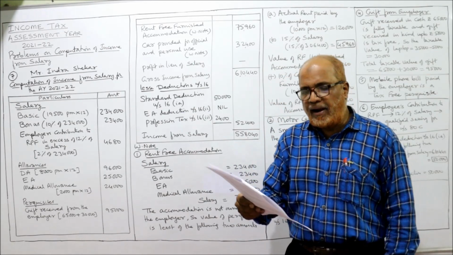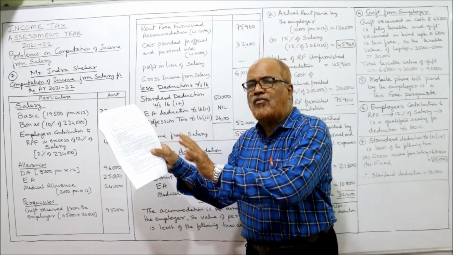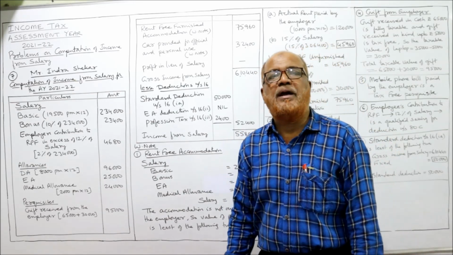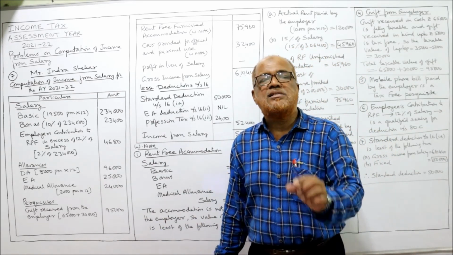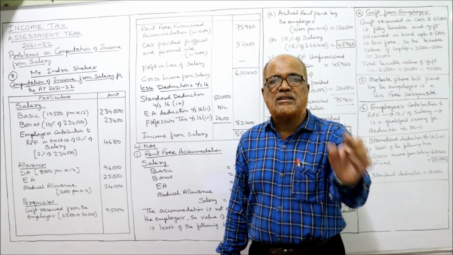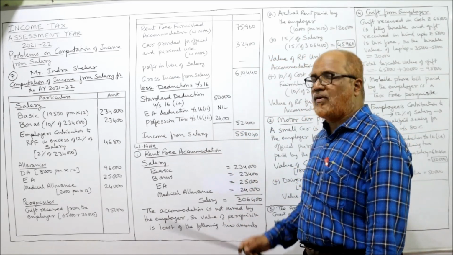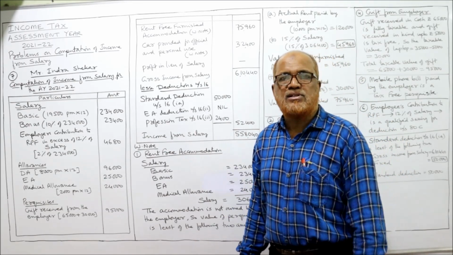Next one is he paid profession tax of rupees 2,400. Last item. Profession tax 2,400 he has paid. That will be allowed as deduction under section 16(3). Last item, profession tax under section 16(3), 2,400. All the points I have explained.